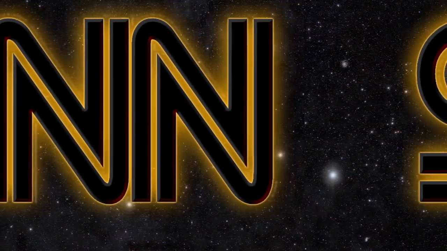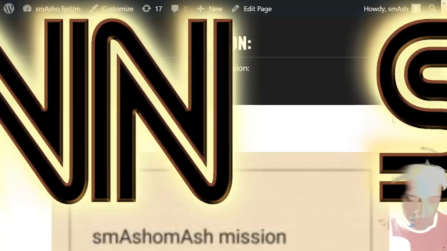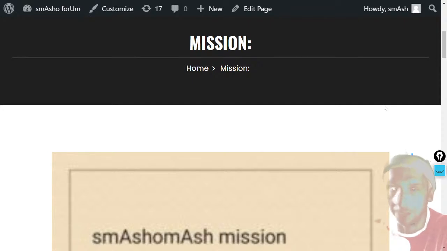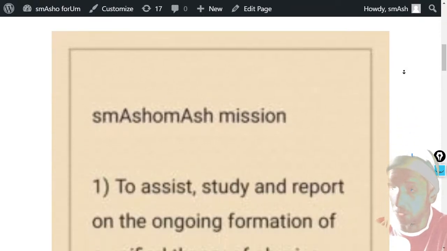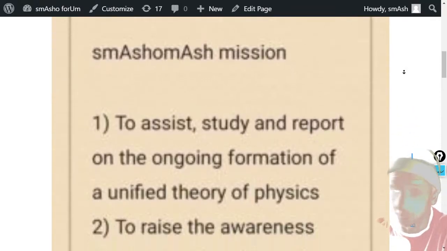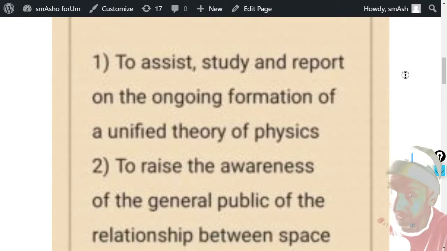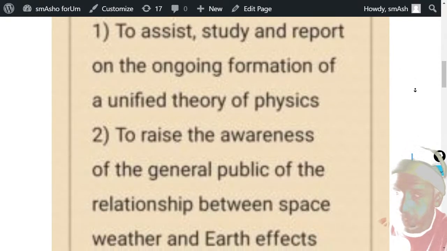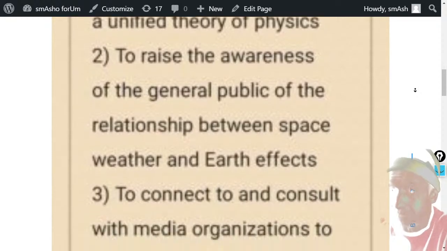Which brings me to our mission. So let's take a brief moment to talk about our mission. You can read about it yourself at smashomash.com/forum/mission. But here it is. It's to assist, study, and report on the ongoing formation of a unified theory of physics. Why? Because there are some issues with physics. To raise the awareness of the general public of the relationship between Earth weather and space effects.